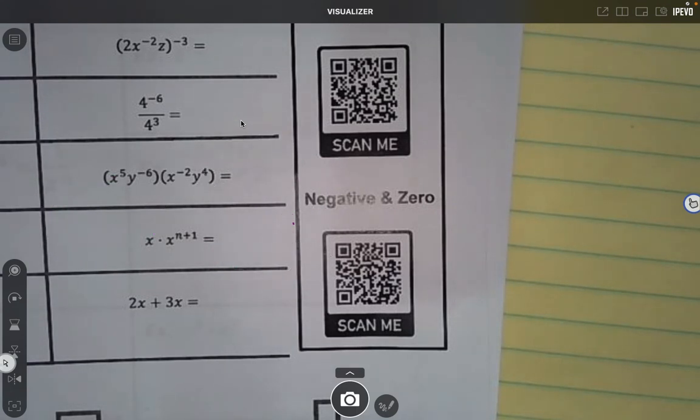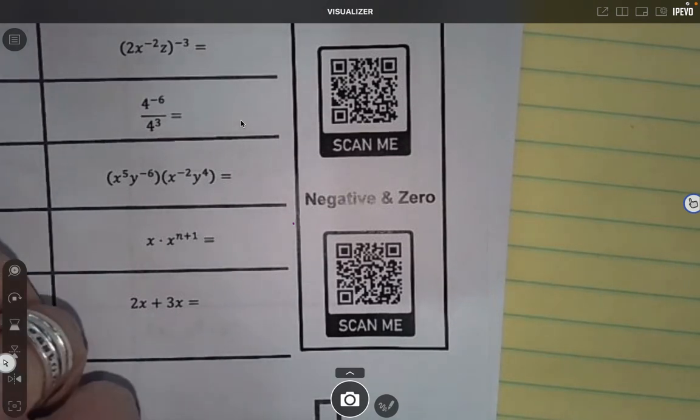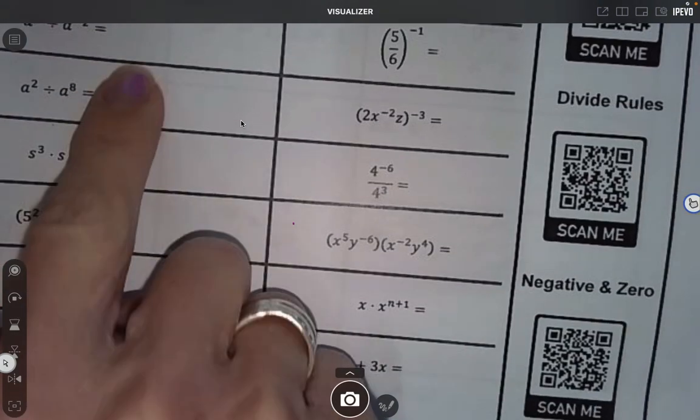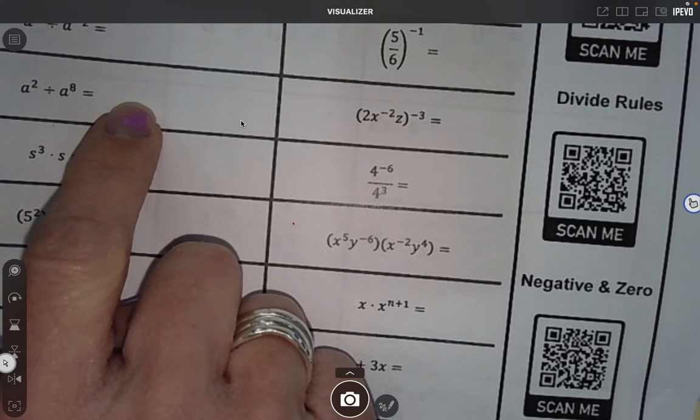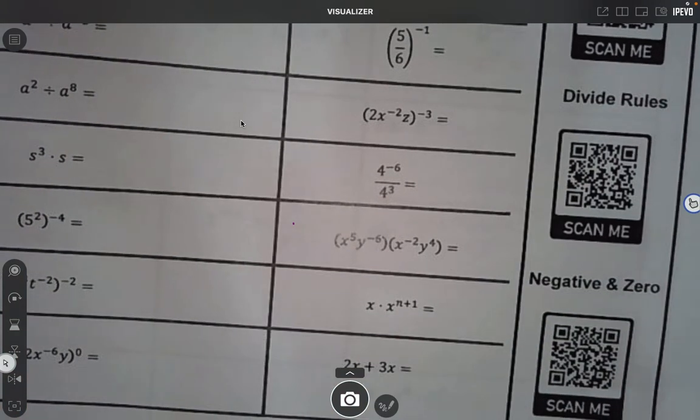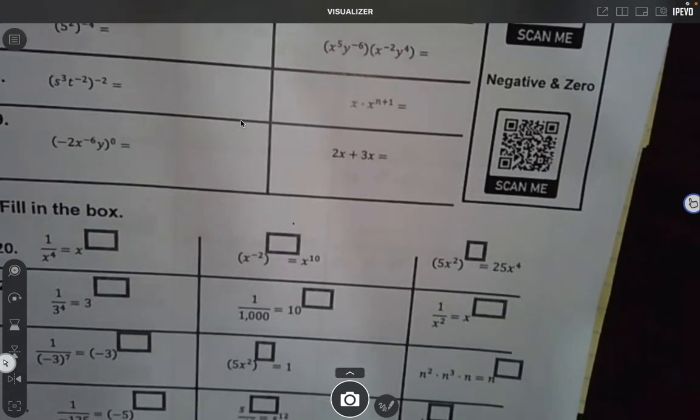Okay, so when you're dividing, 2 and 8, it's negative. 2 minus 8 is a negative 6. So then what are you going to do with that? Flip it. Yeah, so it's 1 over a to the 6. That's right. Okay, any others that y'all want me to do?